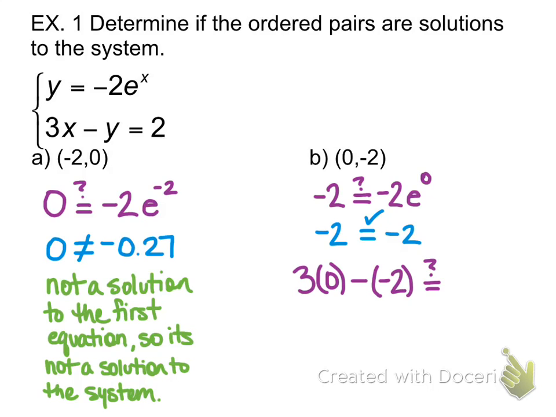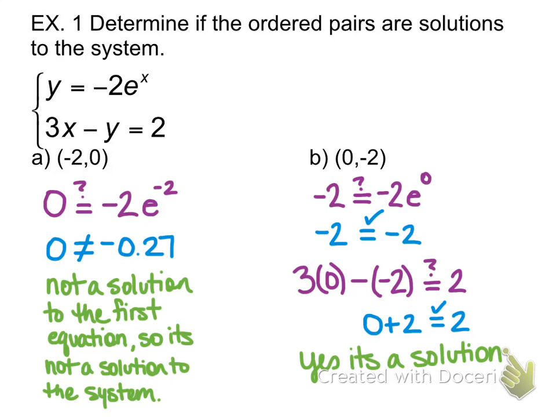So I'm going to do 3 times 0 minus a -2. And I want to see if that equals 2. So 3 times 0 is 0, and then a negative and a negative would turn into a positive 2. So 0 plus 2 does equal 2. So as long as it works in both equations, then yes, 0, -2 is a solution to the system. On these types of problems, your work is your answer, showing that you plugged them in and that it is or is not a solution.